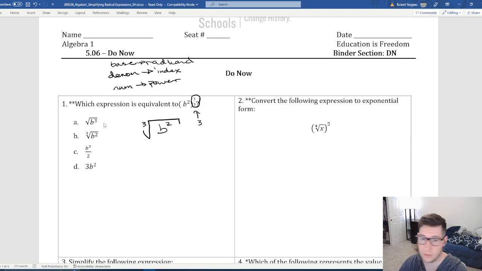And so now it's just a matter of seeing what matches. If we look over here, not A, B looks good. Let's double check. Not C, not D. Definitely option B.